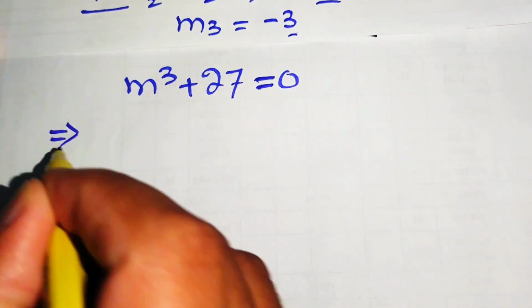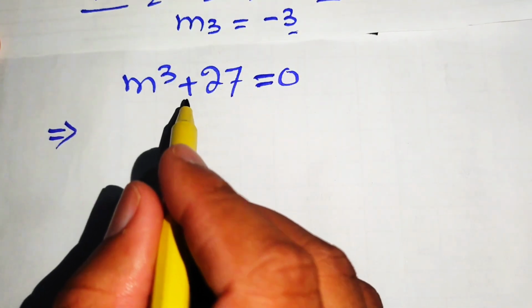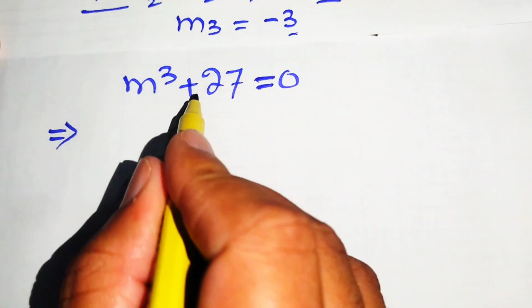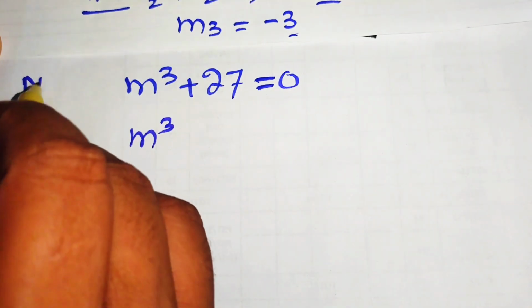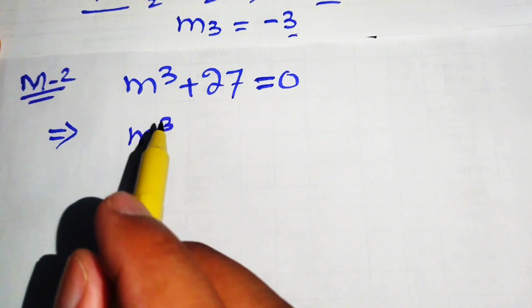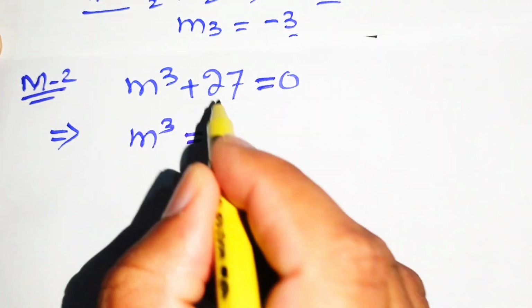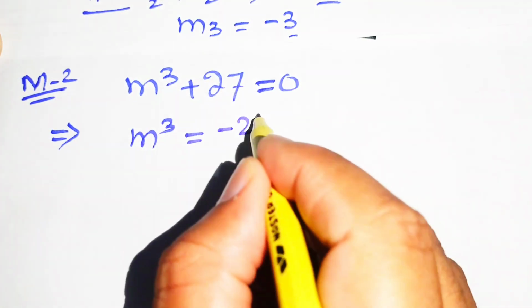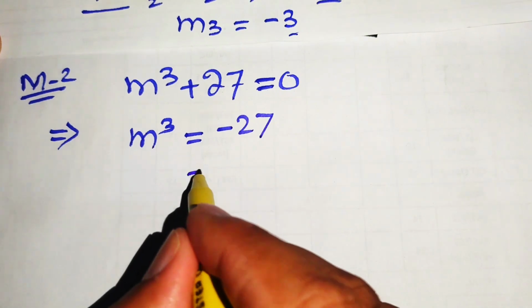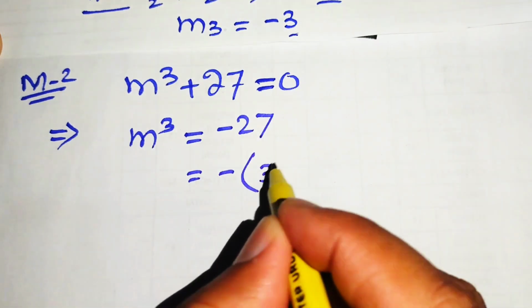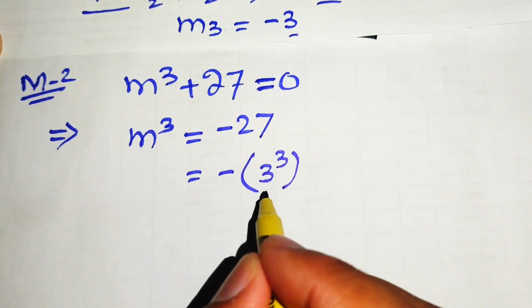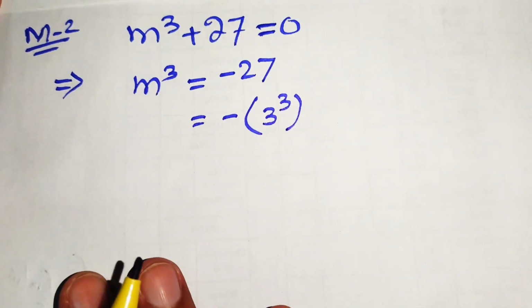In this method you just take the cube root on both of the sides. This is method 2, in which we find only the real root. First we move this 27 to the right hand side, and now we rewrite this 27 as minus times 3 cubed. We know that 3 cubed equals 27.